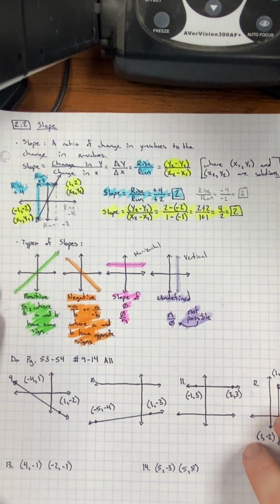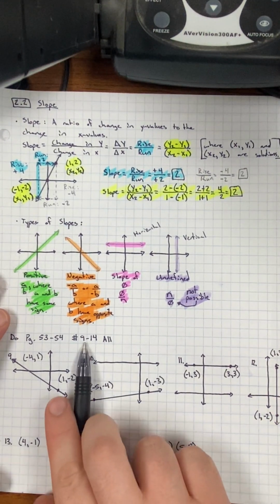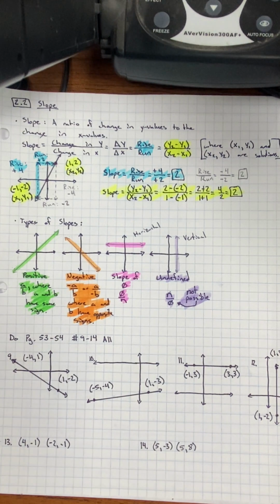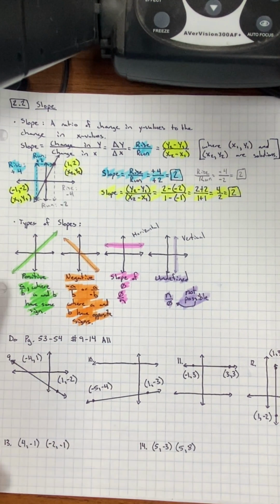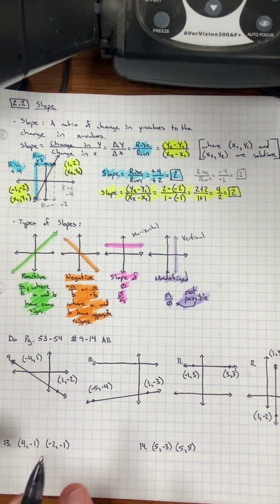So let's look at page 53 through 54, numbers 9 through 14 all. Let's work on those together. Okay, so when I'm given a graph, I'm just going to tell you right now, the best method to use is going to be the rise over run method.